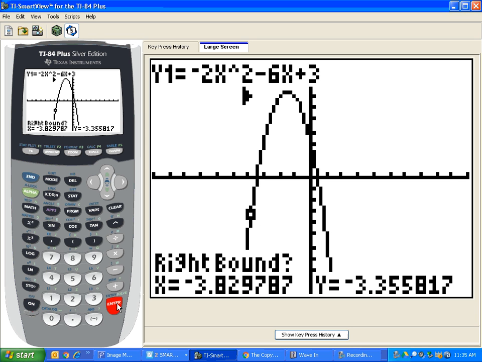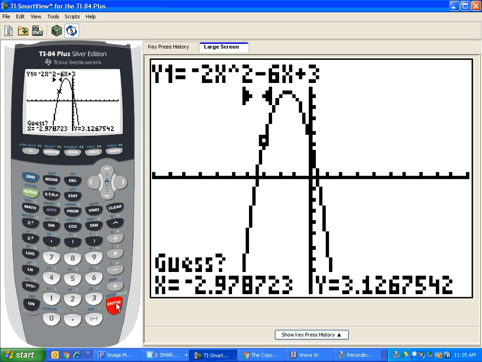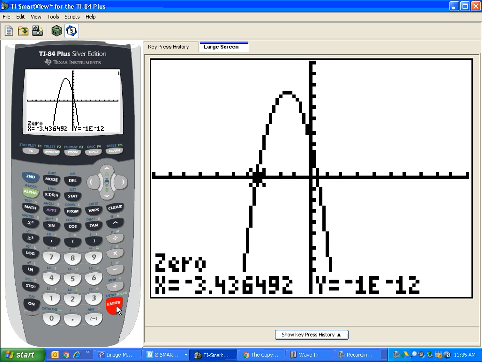Now I'm going to take my cursor and make sure it goes to the right of that point I'm trying to find. If you mix up your right from your left, your calculator will not know what to do, and you will get an error message. It will say something like error bound, because it's trying to pull in values that don't have any overlap. In this case, my cursor is blinking to the right of the point I'm trying to find, so I can press enter. Then it says, guess. Sure, I'd like you to guess, calculator. One of your answers when you work out the quadratic formula is negative 3.44. Somewhere in there is what you should have gotten.